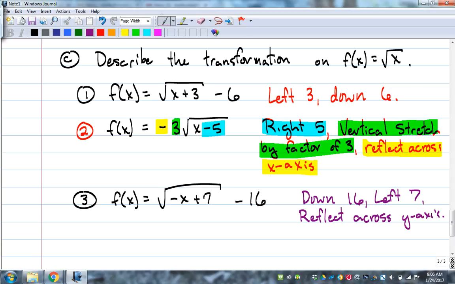So the negative on the inside is this reflection across the y-axis. Okay? There's no compression or stretch there because it's not anything other than a 1 there. It's like a -1 in front of the x. So that's just a reflection. Left 7 from the plus 7 inside, and down 16 is from the -16 on the outside. Okay, so just recognizing what they're doing.